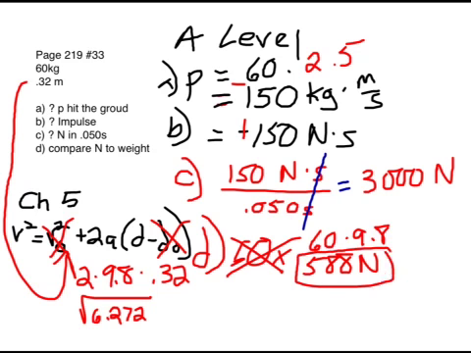So if we take 3,000 and divide by 588, we come up with an answer of 5.1 times greater than the weight. And there you go. That's the solution.